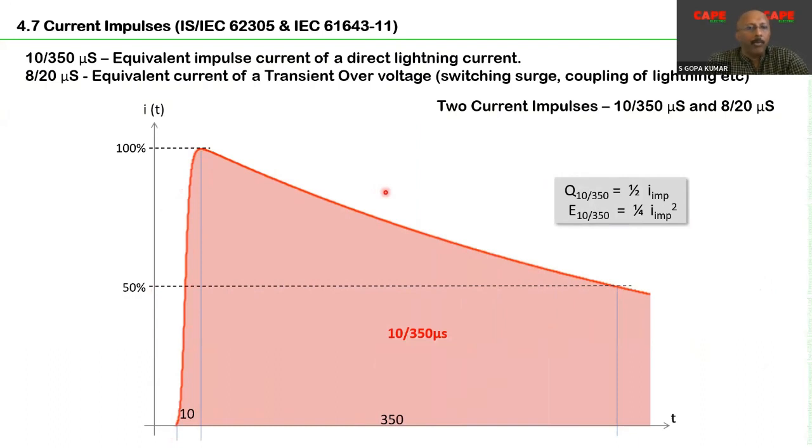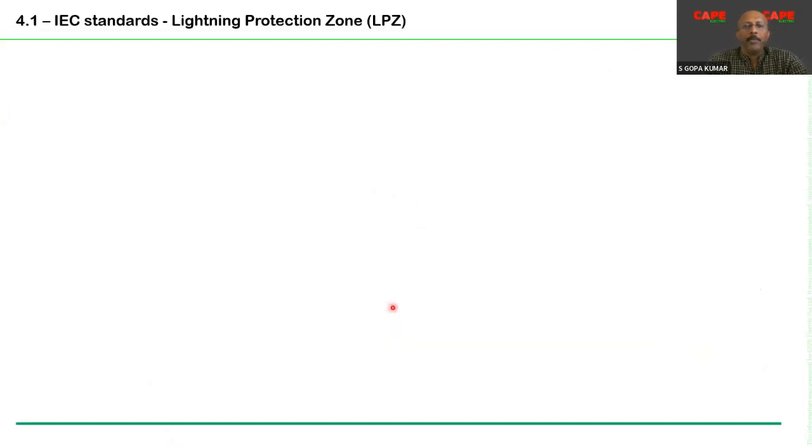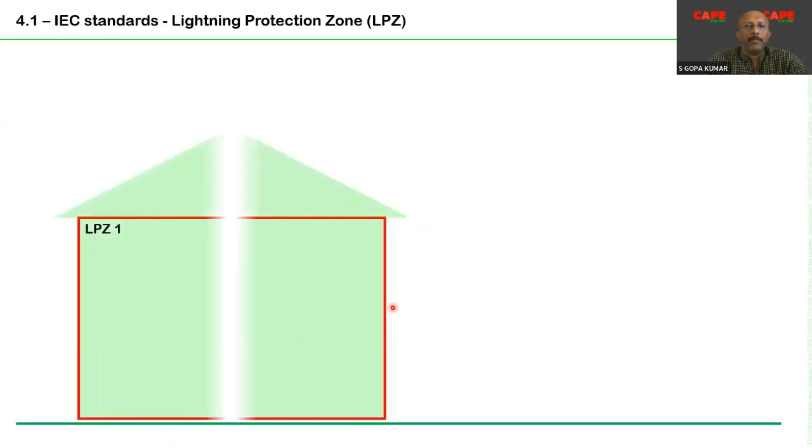But as I always say, don't think that lightning is always 10 by 350. It is not like that. It is a current impulse generated or produced in a laboratory for the purpose of testing the equipment or the components. Similarly, we have one more wave shape, which is the 8 by 20 microseconds, meaning the discharge current. The current goes from 0 to peak in 8 microseconds and comes to half value in 20 microseconds. So these two wave shapes you should always keep in mind.